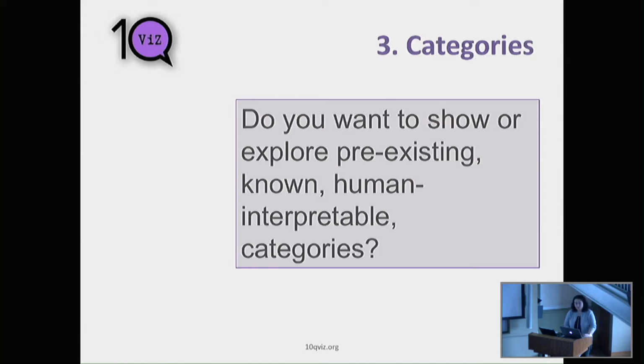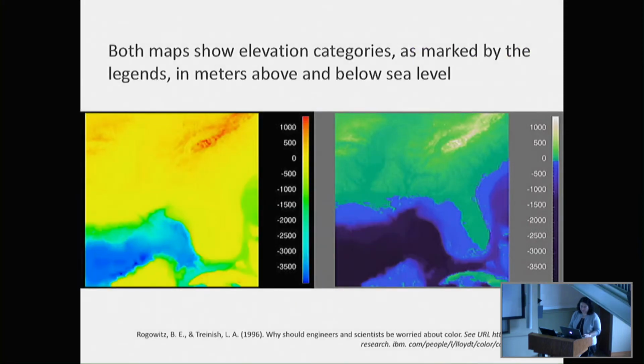And then we thought maybe an important thing to ask is whether you want to show or explore, in an exploratory scenario, pre-existing known human interpretable categories. And this is kind of important because certain visual variables will occlude or help distinguish categories. And a good example of that is the use of color. And this is a very famous example. Some of you in the room might know this one. This is from 1996. So you see this is exactly the same data, just a different color scale. And you're looking at elevation categories, and the legend, as it shows here, goes below 0 or above 0.